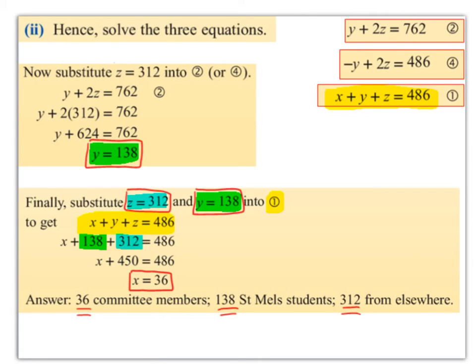It's important, if you are asked a maths question in English, if it's a paragraph type question, you need to answer it with a sentence. So simply saying x is equal to 36, y is equal to 138, and z is equal to 312 is not going to give you full marks. You need to go back to the question and answer it in English.